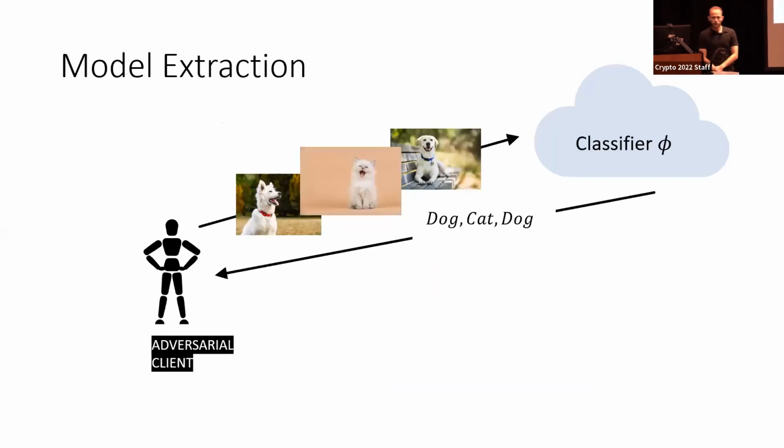So in a model extraction attack, an adversary interacts with some interface to a machine learning model in an attempt to extract the model itself. What I mean by that is the adversary will make some queries, obtain the labels, and then try to output some classifier that agrees on most of the points with the underlying classifier in the cloud.